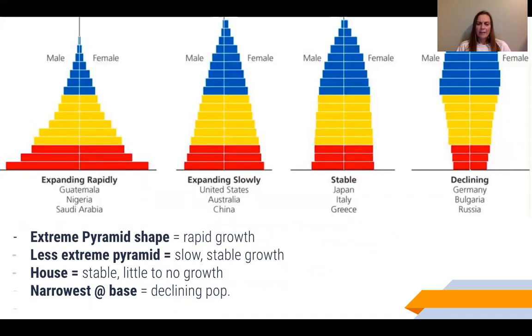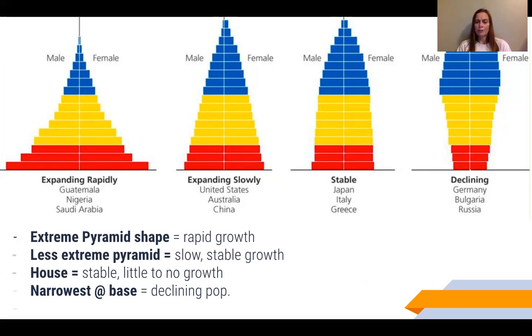So why is that? If we think about what that means, if we have lots of people of pre-reproductive age, that means that as they reach reproductive age, they're going to be having more children. And so our population is going to be growing quickly because the people are reaching reproductive age and reproducing. If we have a less extreme pyramid, so still 0 to 15 or that pre-reproductive age cohort is larger, our population is growing, but it's growing more slowly.